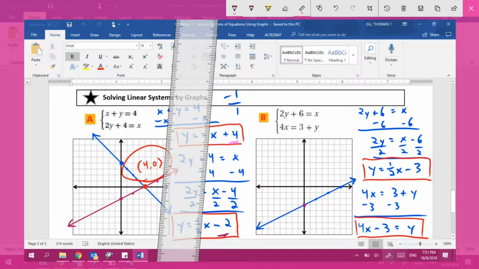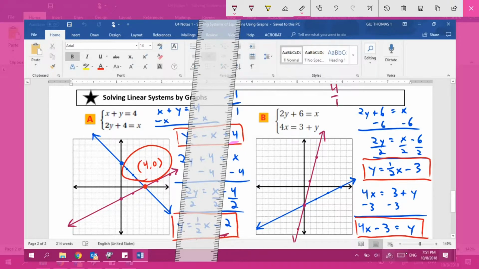Let's just finish graphing. Up 4 over 1, because 4 in front of the x is the same thing as 4 over 1. So up 4 over 1, up 4 over 1. That's off the screen. Let's go over here. We can see the point of intersection. It is right here. What is that point? That is 0, -3. So my solution here is 0, -3.